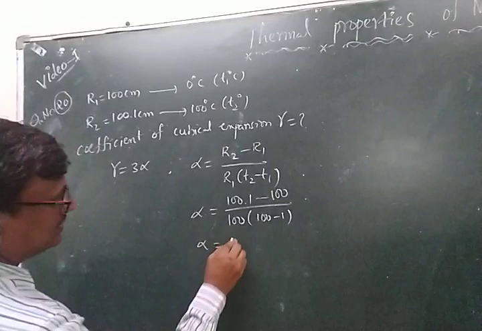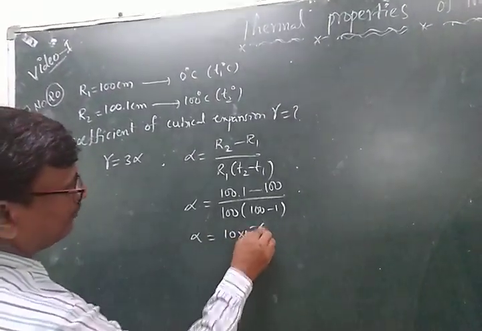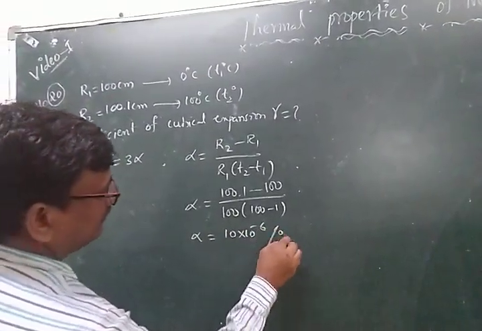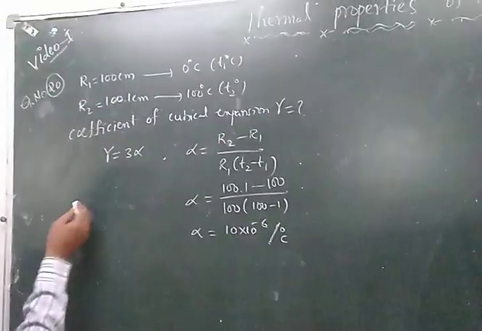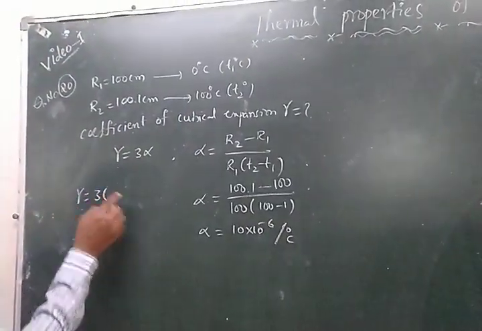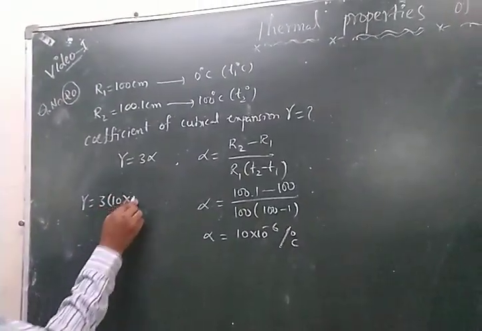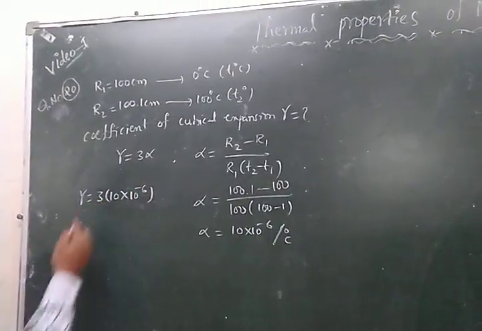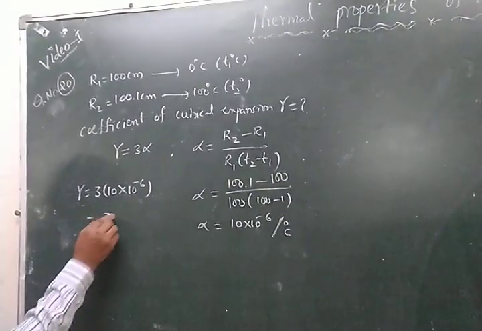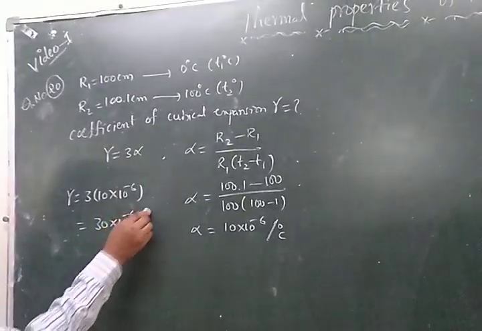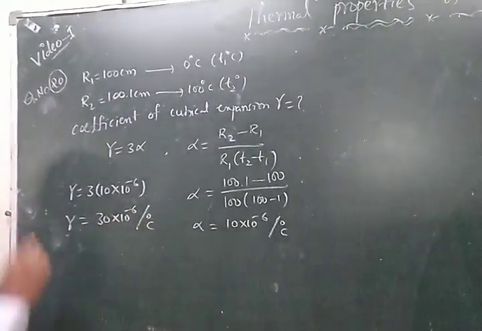Then alpha is equal to 10 into 10 power of minus 6 per degree centigrade. Substitute this alpha value here. Gamma is equal to 3 into alpha, how much is it? 3 into 10 into 10 power of minus 6, that is equal to 30 into 10 power of minus 6 per degree centigrade.